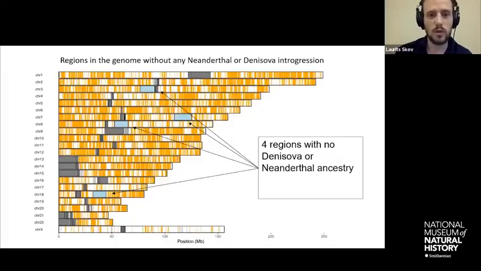So there's one on chromosome 3, one on chromosome 7, chromosome 8, 18, and also the X chromosome has very little Neanderthal and Denisovan DNA, which is very interesting. We don't know why this is. We don't know what genes are in these regions and what effect these regions have. So why Neanderthal Denisovan DNA doesn't work in the human context, that's an area of ongoing research.